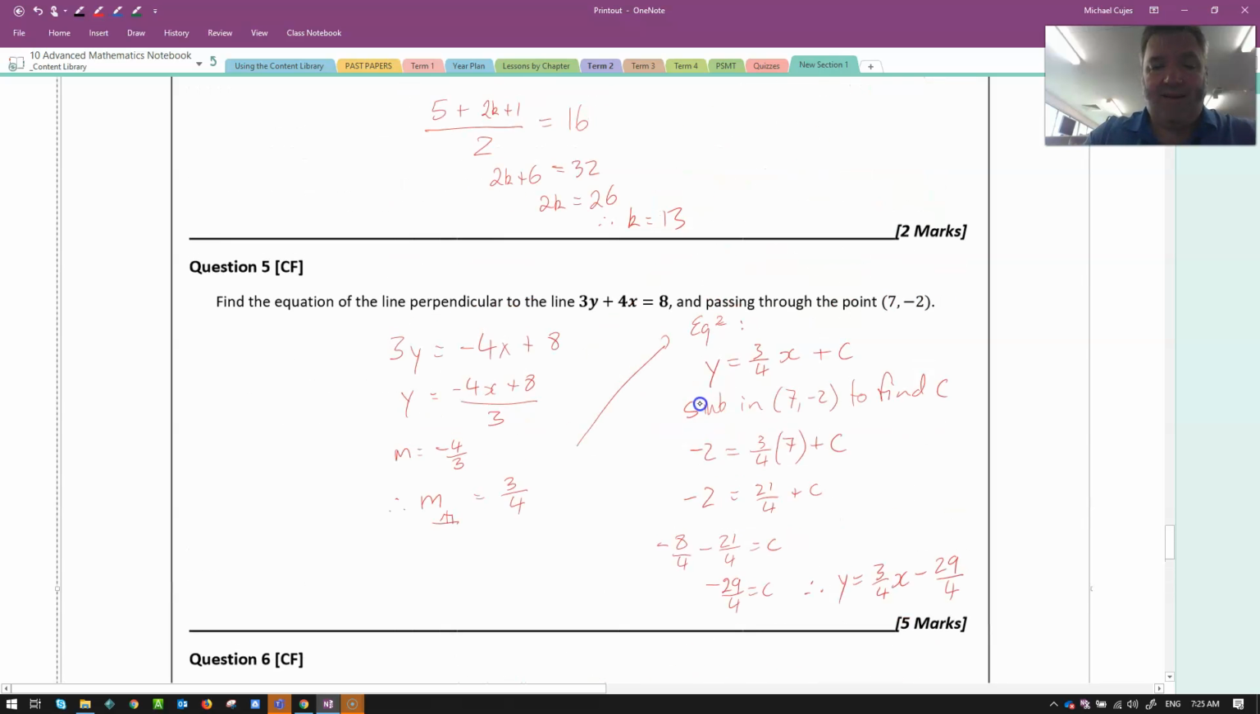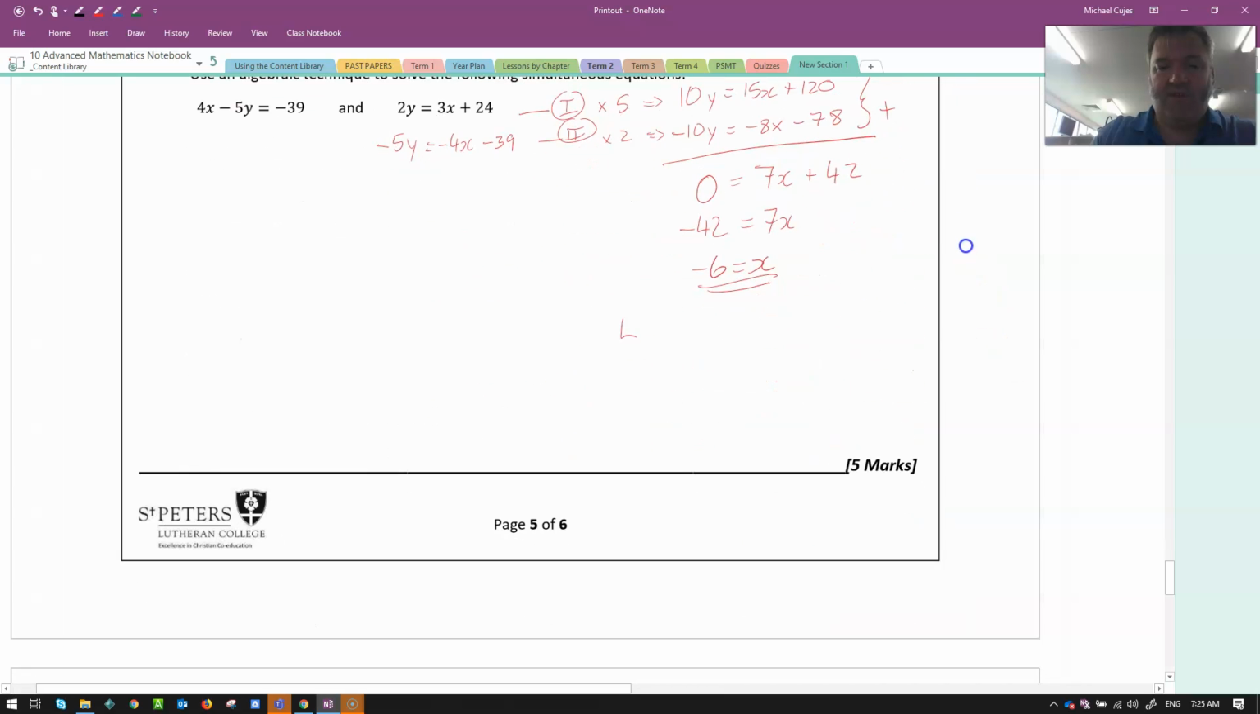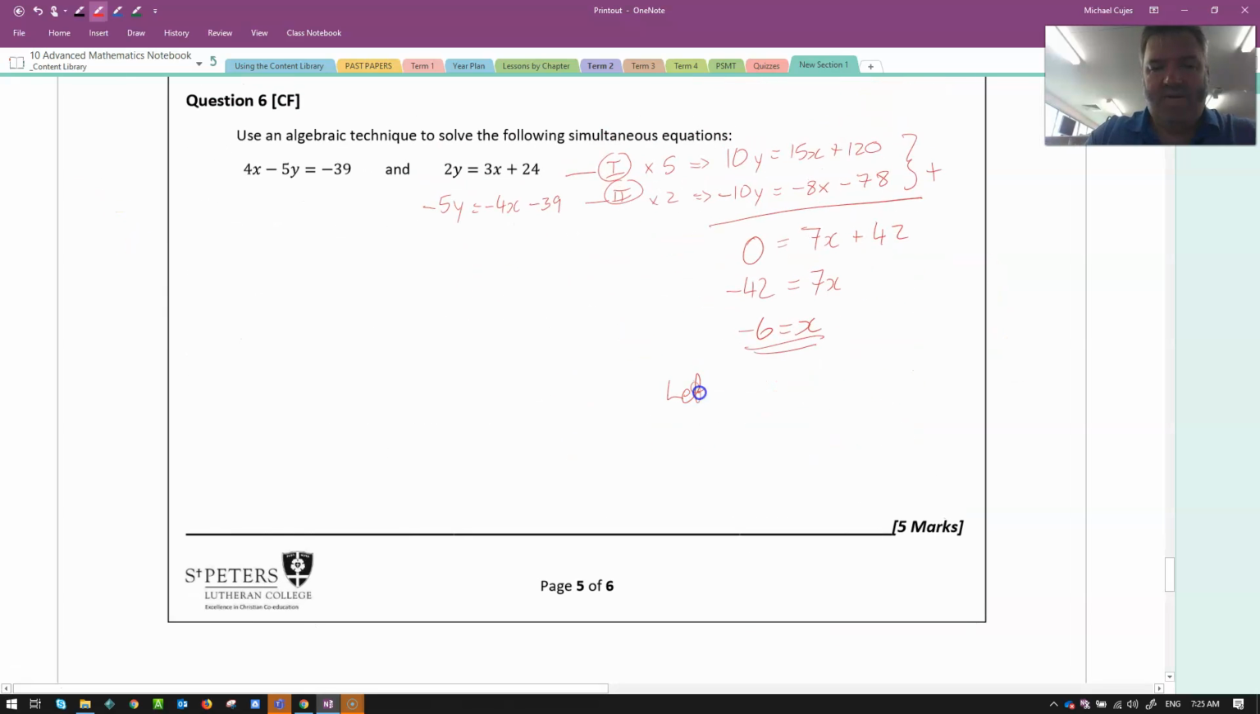Let x equal negative 6 in the first equation. Why not? So I'm going to have 2y equals 3 times negative 6 plus 24. 2y equals negative 18 plus 24 is 6. y equals 3. Therefore, the solution is negative 6, 3. Or you could write it as x equals negative 6, y equals 3.